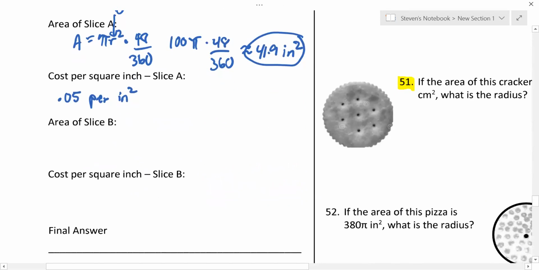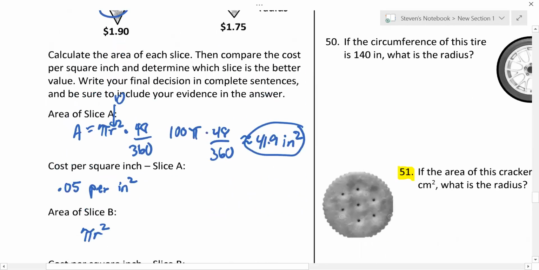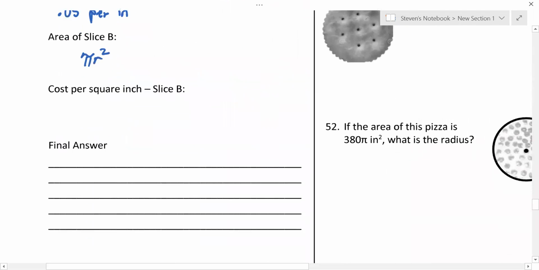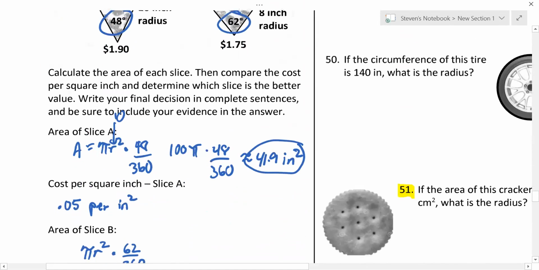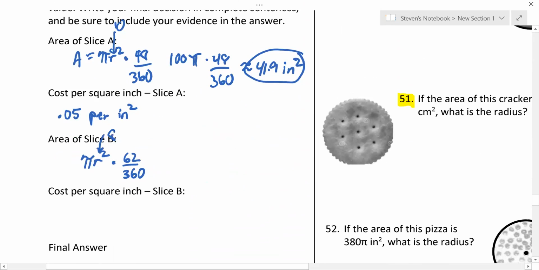Let's do the same thing for slice B. Pi r squared, but I want to multiply by 62 out of 360, right? I don't want the area of the whole circle, just that portion. Again, the radius for this one is 8. So when I plug in, 8 squared is 64. So 64 pi times 62 out of 360. 64 times pi times 62, and then divided by 360, and I get 34.6. That's the area of that slice.